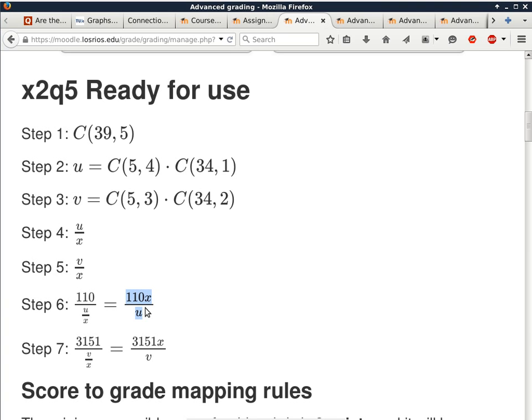The only thing we know is 110 divided by the total number of tickets actually sold should be approximately u over x. That much we know, okay? But we don't really know anything else.